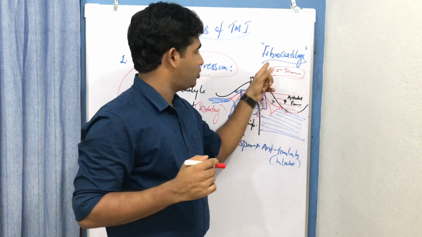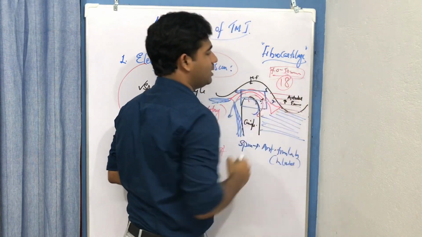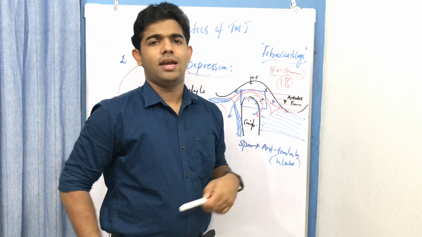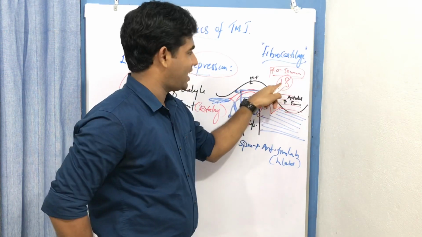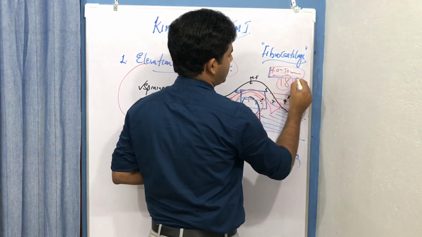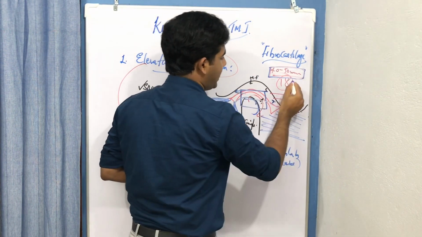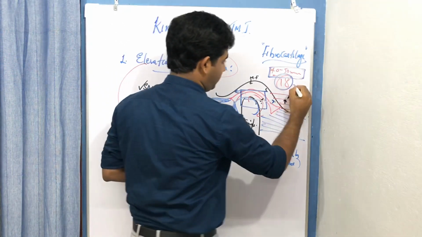How much millimeter do you need from this one? Forty to fifty millimeter. You hardly need 18 millimeter, that is 1.8 centimeter, is needed. You don't need a big opening of mouth to swallow, but you just need 18 millimeter. So the normal elevation depression is about 40 to 50 millimeter. 18 millimeter is the functional thing that you need for mastication.